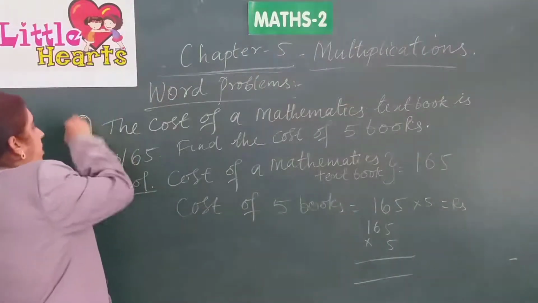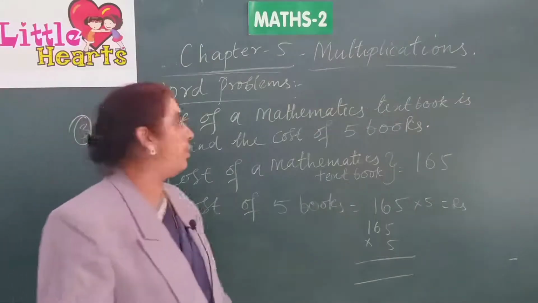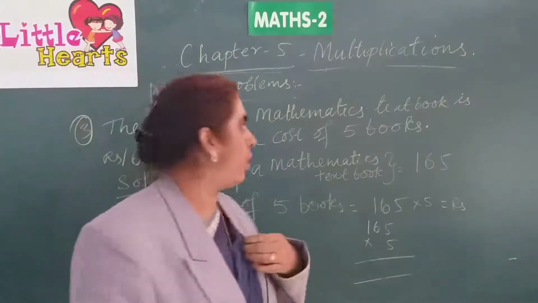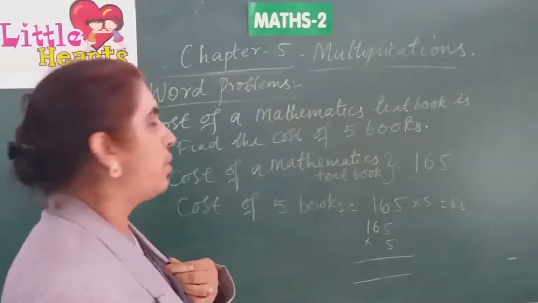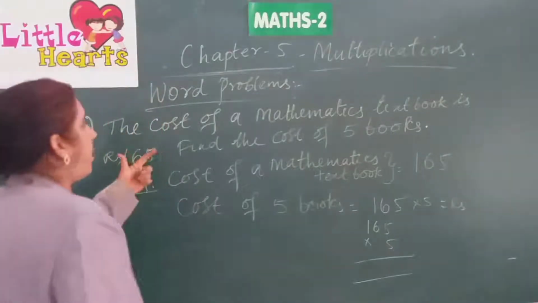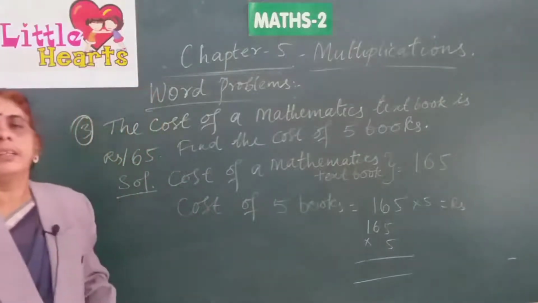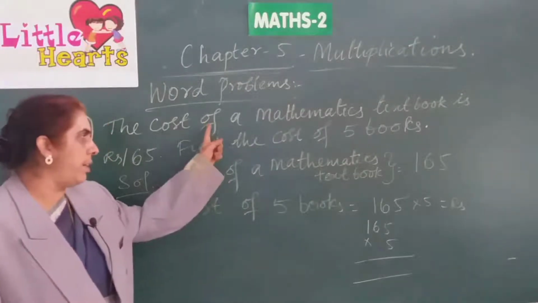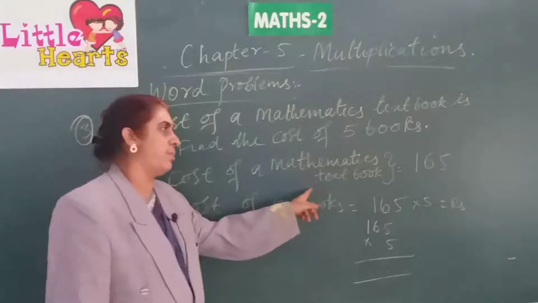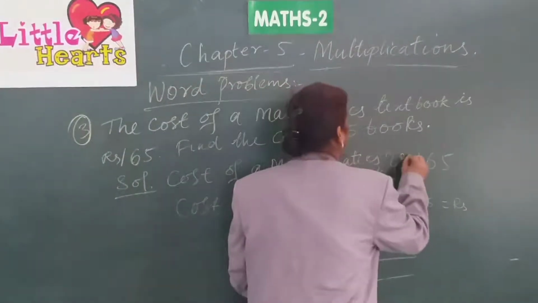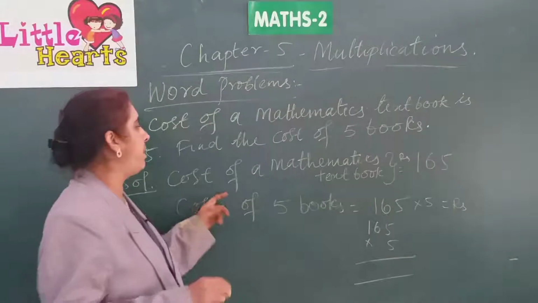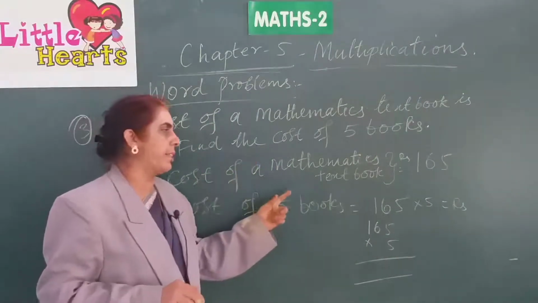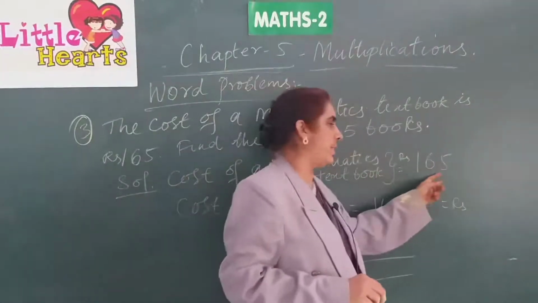Here is another problem. The cost of a mathematics textbook is rupees 165. Find the cost of 5 books. So the cost of one maths textbook is given and we are asked to find the cost of 5 maths textbooks. So first, what is given? The first statement should be written. What is given should be written first. Cost of a mathematics textbook is equal to rupees 165.